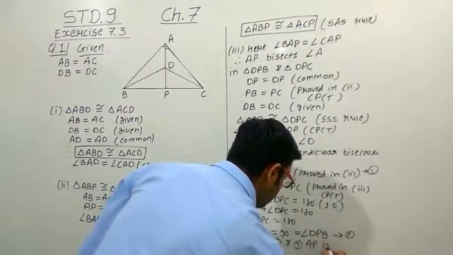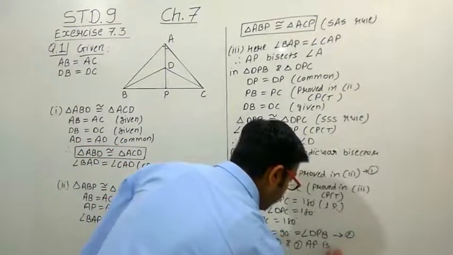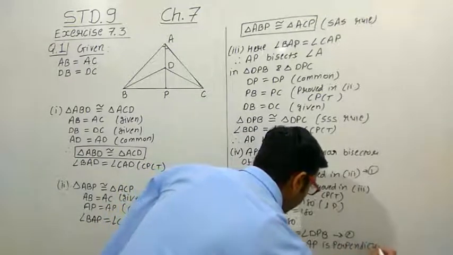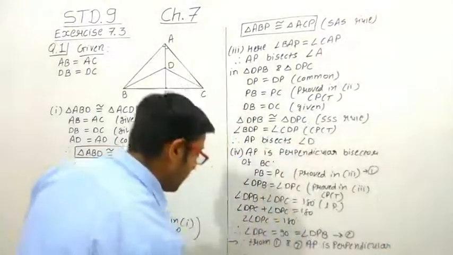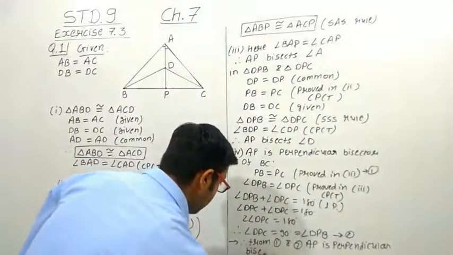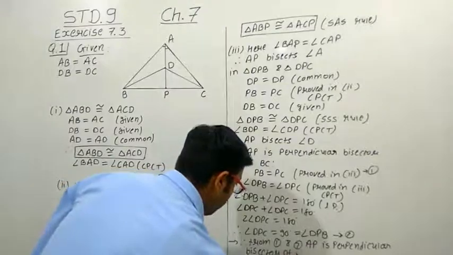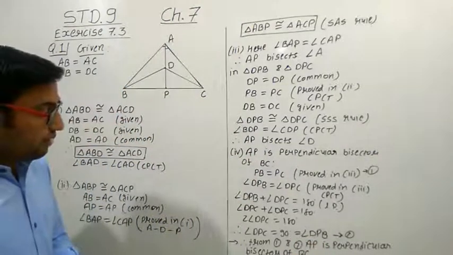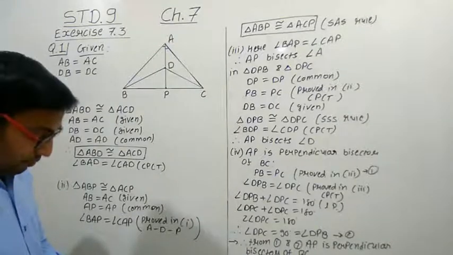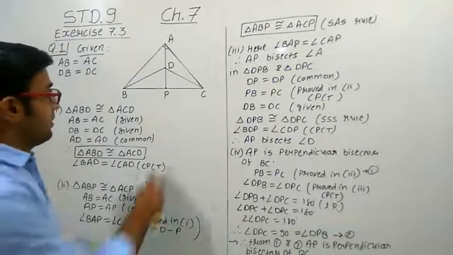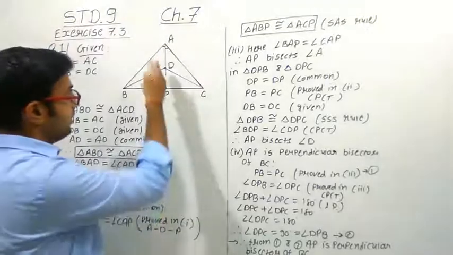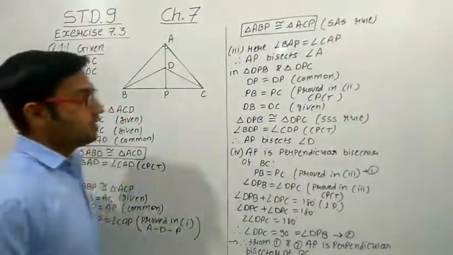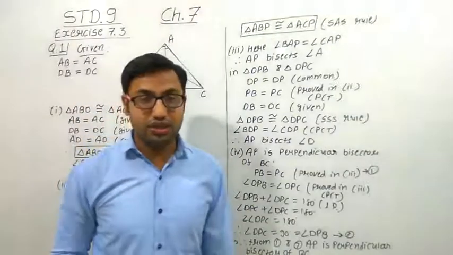Right? So these two things are important when we have to prove the perpendicular bisector. One is the bisecting, which means two equal parts, and the angle must be 90 degrees. So this is about question number 1. This is all about this lecture.